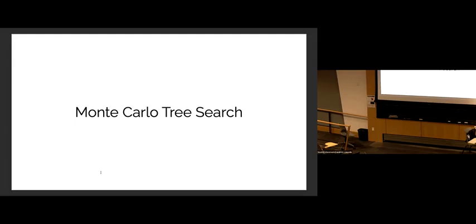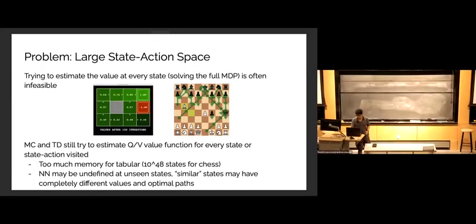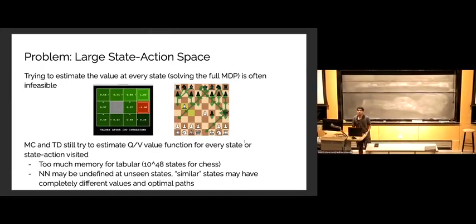Okay, so now I'll discuss Monte Carlo tree search. The problem with the methods that we've seen so far is that it's nearly impossible to estimate value functions at every state if you have a very, very large MDP. For instance, in the game of chess, there are 10 to the 48 states. So that's impossible for any tabular method.